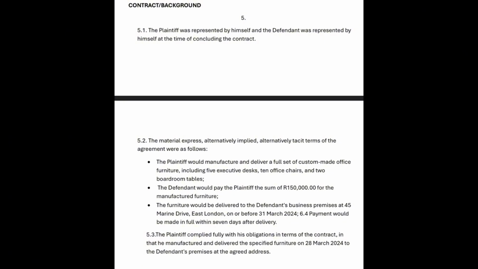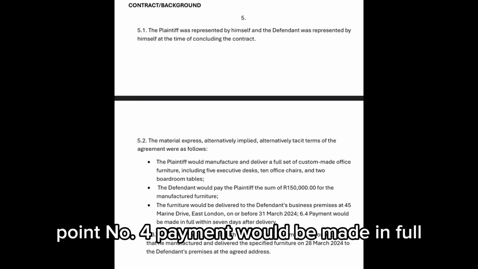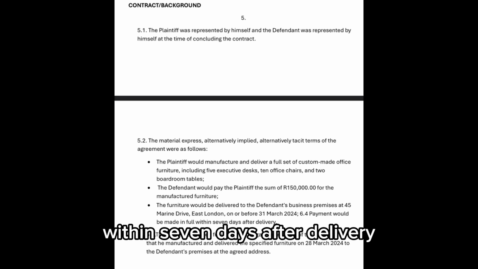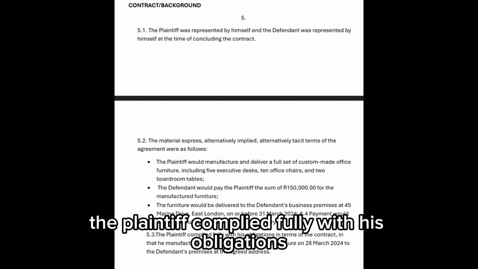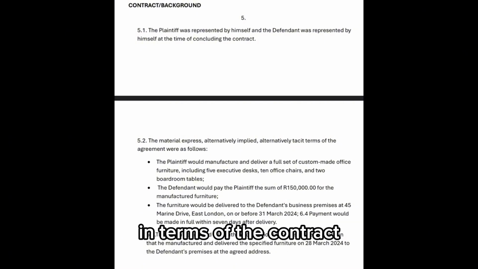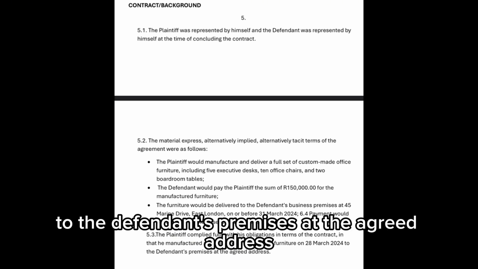Point 3. The furniture would be delivered to the defendant's business premises at 45 Marine Drive, East London, on or before 31 March 2024. Point number 4. Payment would be made in full within 7 days after delivery. Paragraph 5.3. The plaintiff complied fully with his obligations in terms of the contract, in that he manufactured and delivered the specified furniture on 28 March 2024 to the defendant's premises at the agreed address.